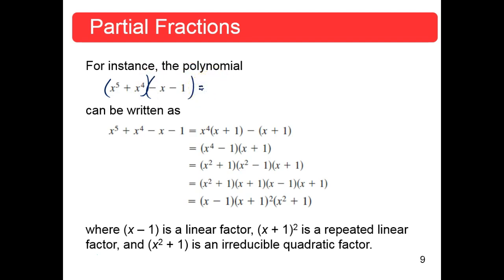In the first group, what can you factor out? X to the 4th. And what do you have left? X plus 1. And in the second group, what can you factor out? A minus 1. And what do you have left? X plus 1. And then, what can you factor out of that? X plus 1. And what do you have left? X to the 4th minus 1.